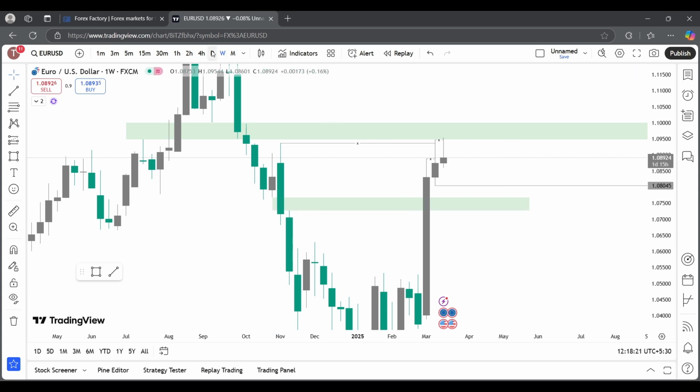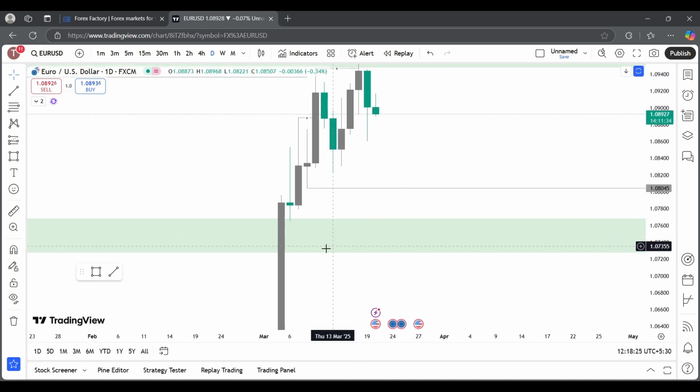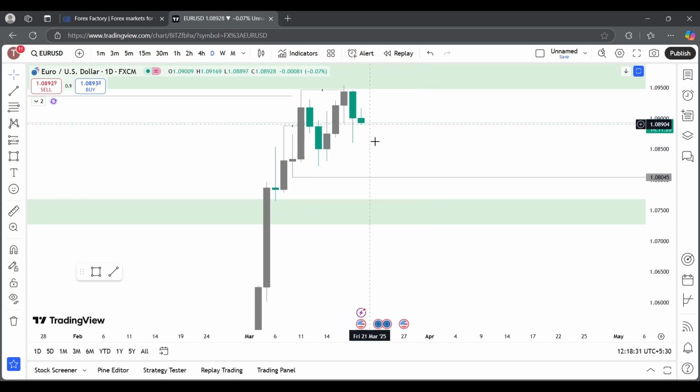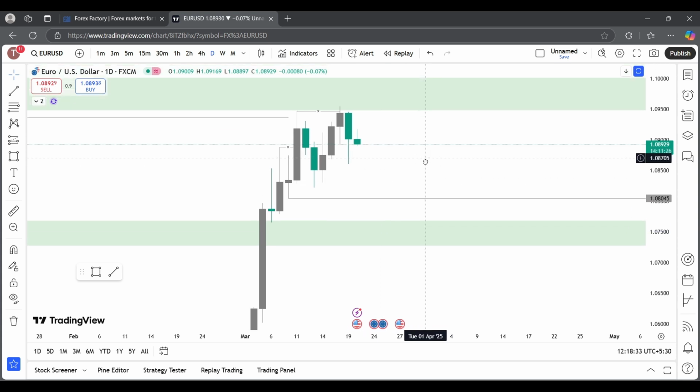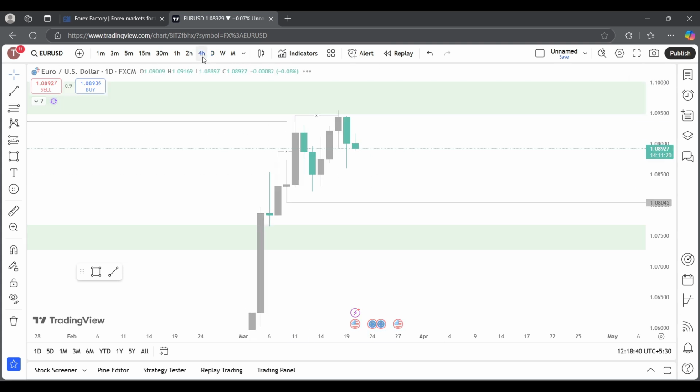Let's move to the dailies now. As we move into the dailies, we can see that the BPR is being complemented by all these mitigated moves. So most likely the price can come down till this BPR. But before that, let's see if we have any hurdles in between these legs. So let's move to the 4 hours now.